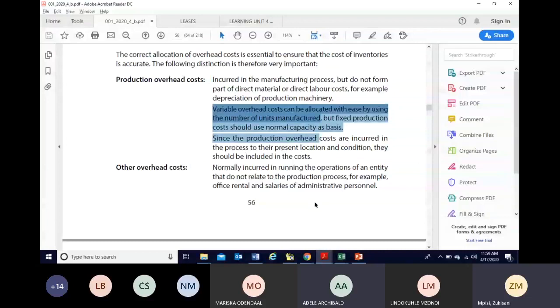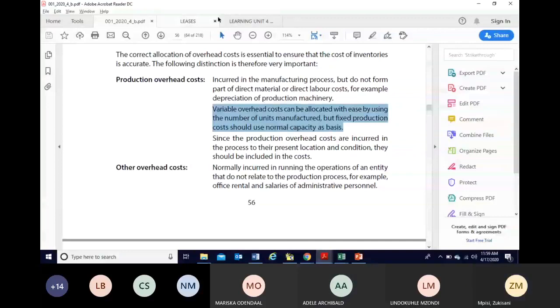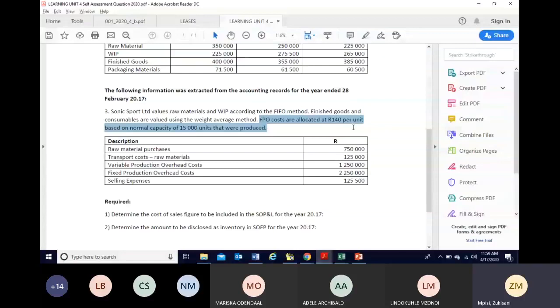But fixed production overhead costs use normal capacity as the basis. So for fixed production overhead, it does not matter what has been produced. You always allocate fixed production overhead according to the normal capacity. So in the information here, we are told that fixed production costs are allocated at 140 based on the normal capacity of 15,000 that were produced.